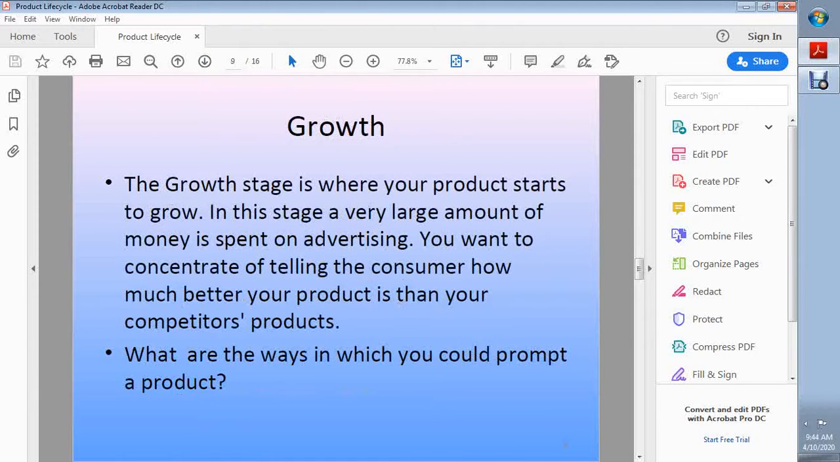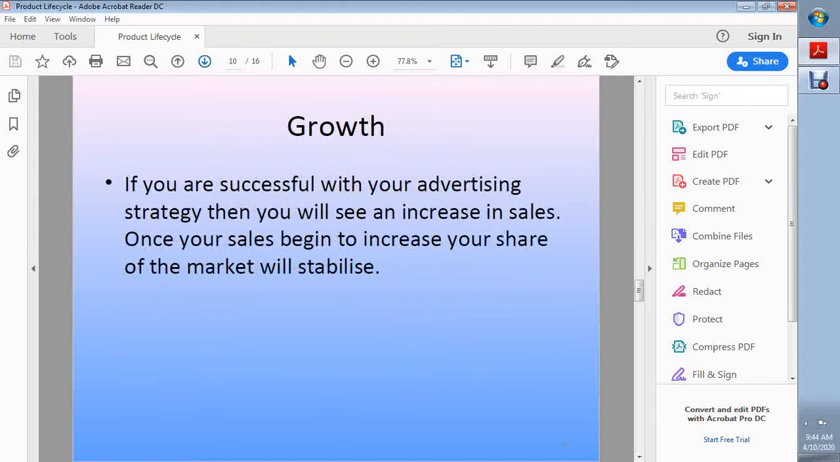Growth stage. The growth stage is where your product starts to grow. In this stage, a very large amount of money is spent on advertising. You want to concentrate on telling the consumer how much better your product is than your competitors' products. What are the ways in which you could promote a product?